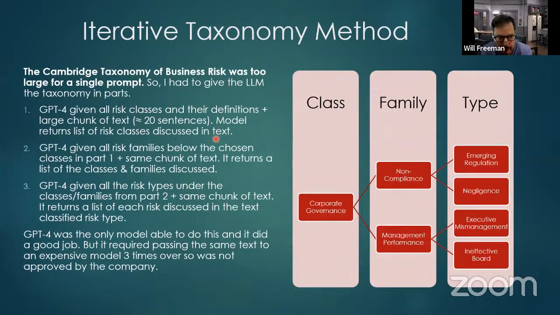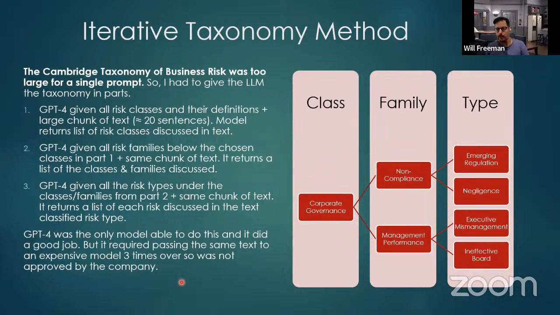The risks would be divided into different levels. So a class like corporate governance, then a lower level family, which could be something like how the management performs or non-compliance, and then a type. Specifically, they don't comply with emerging regulation, or there's negligence. Basically, they don't follow some compliance rules. Management could be executives make a mistake or the board makes a mistake, right? And these could all be risks that would cause the company problems.